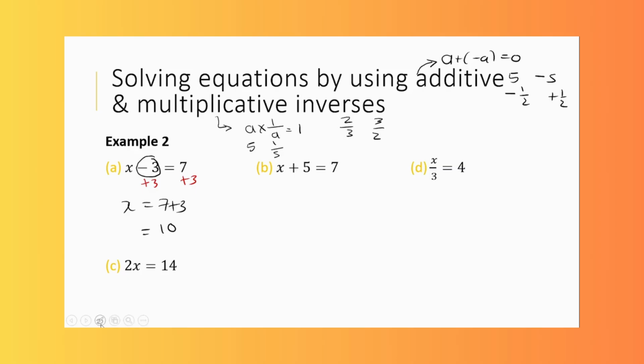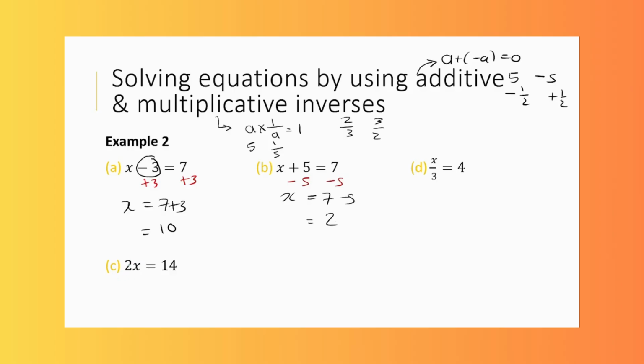In the next example, there we are plusing 5. So we are going to subtract 5 on both sides of the equation to keep your equation in equilibrium, which is a very fancy word for balance. So we want to say 7 minus 5, which is 2.